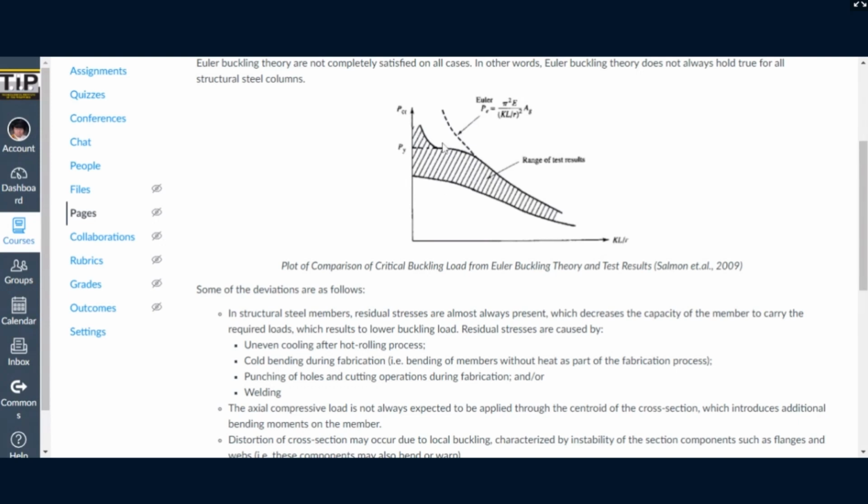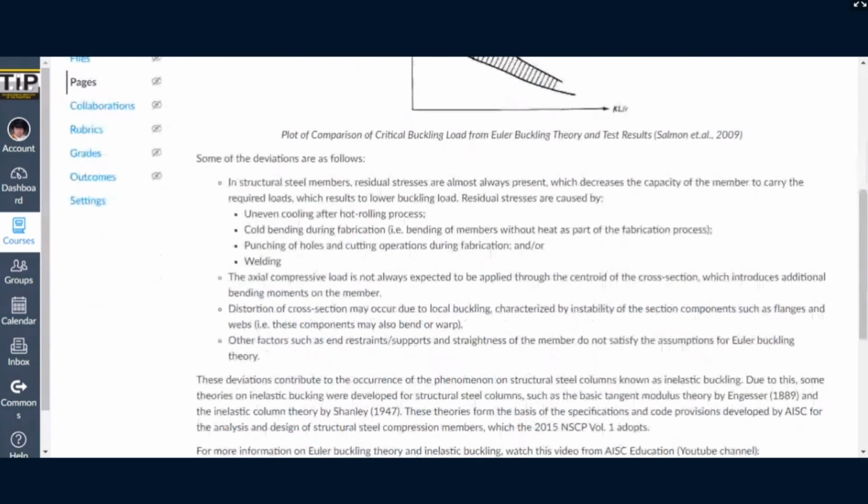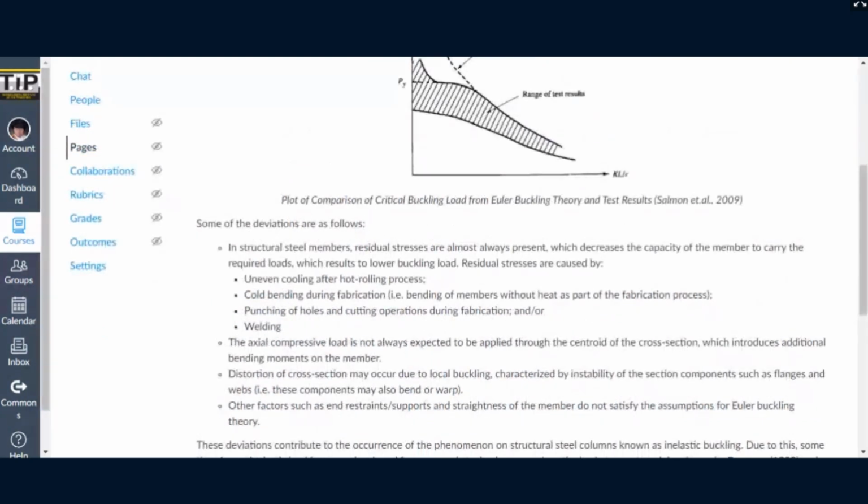So what are the reasons? Why do we have test results that do not always trace this curve by the Euler buckling formula? So some of the reasons are this. So we have the residual stresses. So residual stresses are initial stresses that occur in structural steel members due to the following. So first, uneven cooling after the hot rolling process.